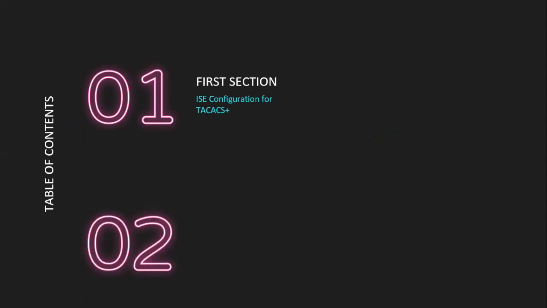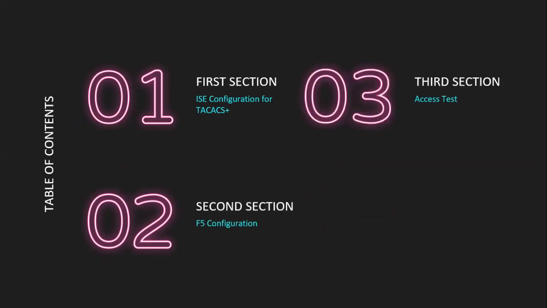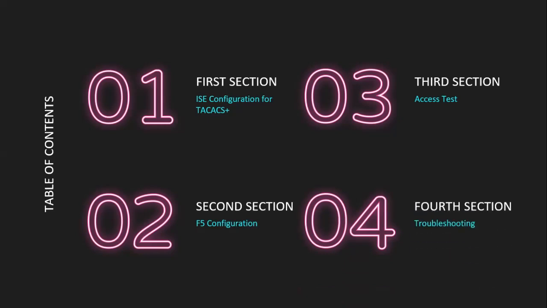I've divided this tutorial into 4 sections. To start with, in the first section, we are going to do the configuration on ISE for TACACS. Then we'll move on to the F5 configuration. After this, we will test the access in the third section. And in the fourth section, we'll see about troubleshooting.